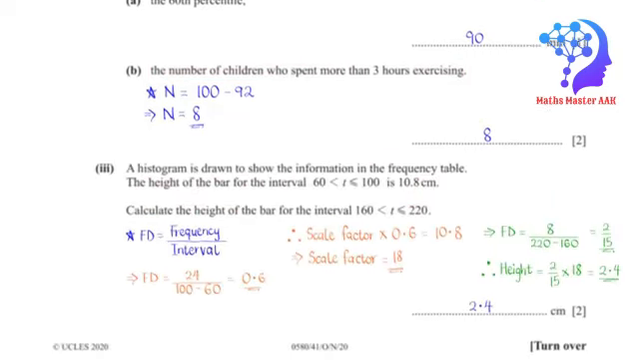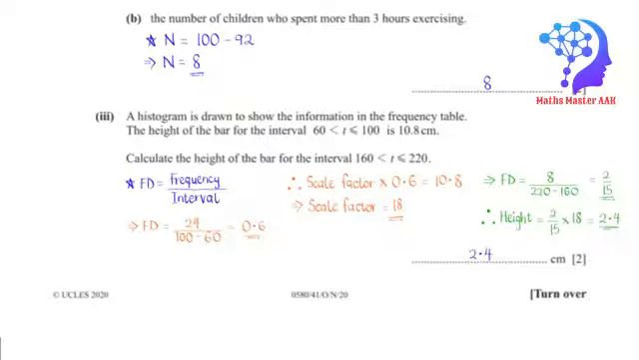A histogram is drawn to show the information in the frequency table. The height of the bar for the interval t is greater than 60 and less than or equal to 100 is 10.8 centimeters. Calculate the height of the bar for the interval t is greater than 160 and less than or equal to 220.